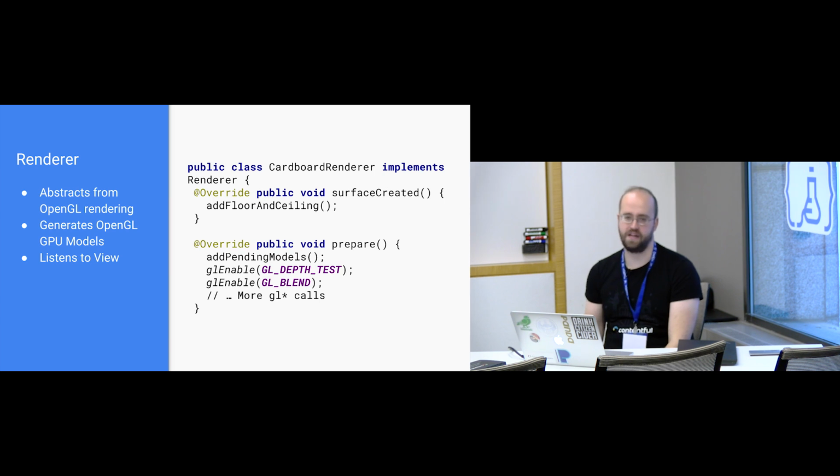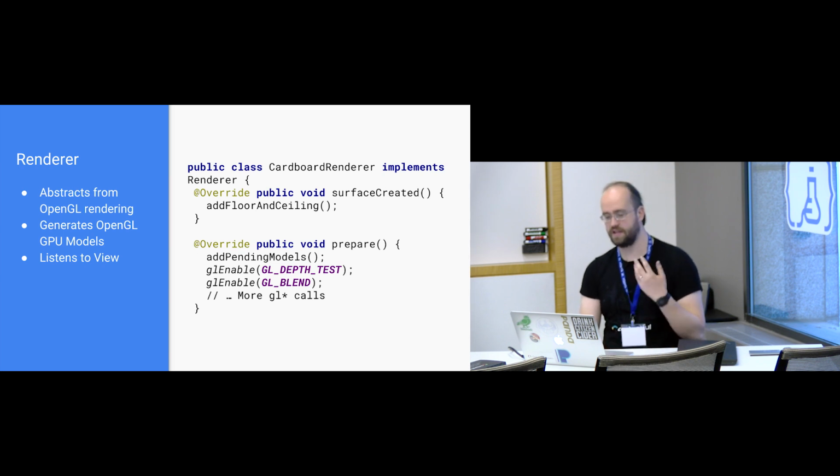Also, you can enable the blend mode here. If you have transparency on your textures or something, then you would need this blend mode set onto your GL state machine. Also, there are more things you are normally setting up, like which textures to be enabled and so on.